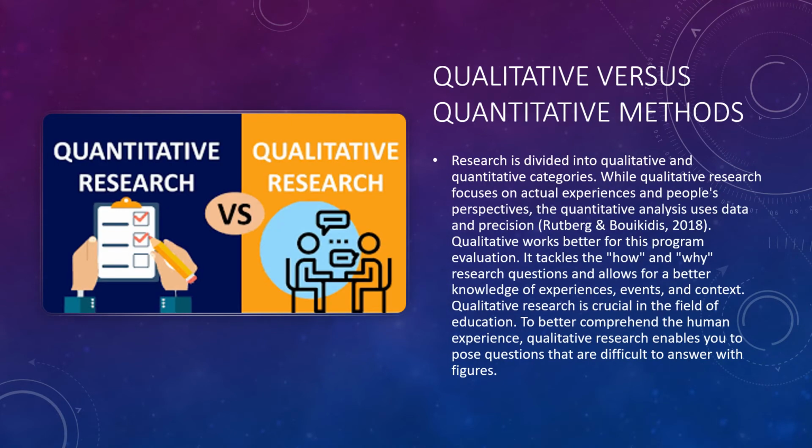When it came to qualitative versus quantitative method, qualitative works better for program evaluation. It tackles the how and why in the research question and allows us to develop knowledge from experiences and events and interviews. Qualitative research is critical in the field of education because it allows you to comprehend the human experience, and qualitative research enables you to pose questions that are difficult to answer without figures.